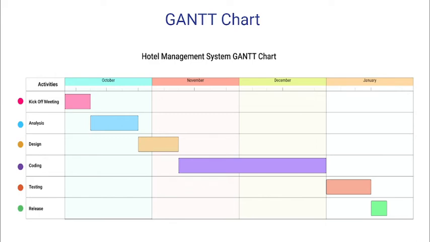Now we used the Java programming language to do this coding to solve our problems about this project, the hotel management system. Then it is the testing part activities.